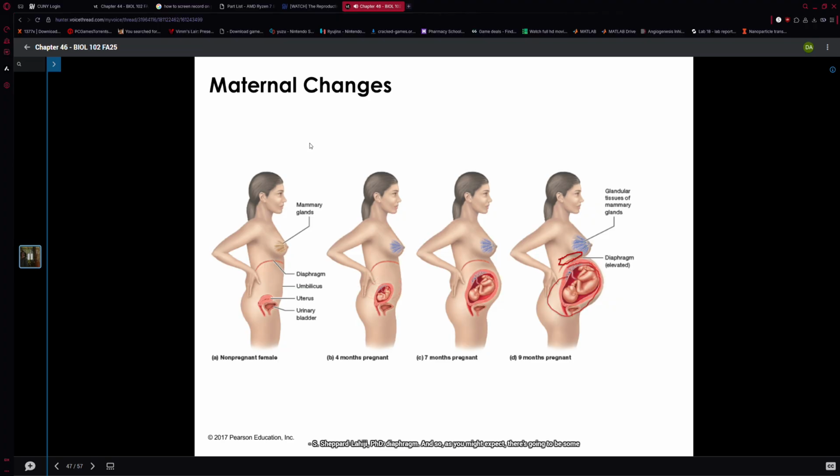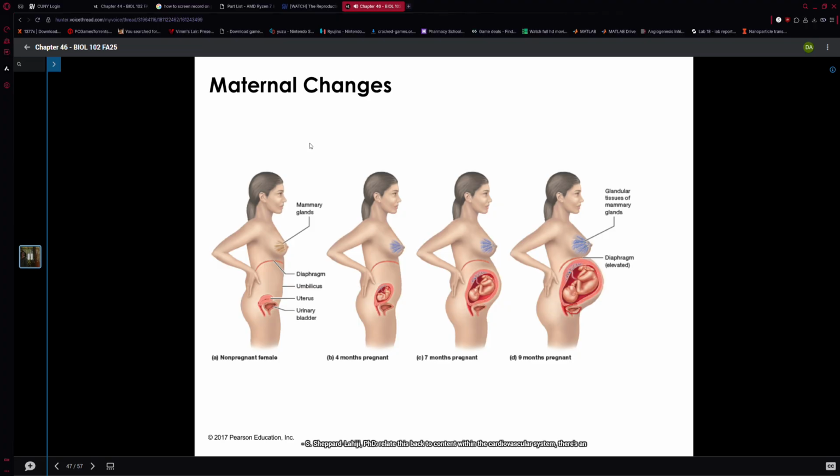And so, as you might expect, there's going to be some limitations with respect to breathing because we know that the diaphragm plays a role in terms of expansion or space within the thoracic cavity. We would expect the amount of urination or desire to urinate to also increase because the amount of space within the bladder is going to be diminished. And there are a ton of other changes too.